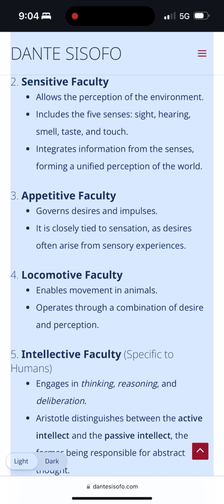5. Intellective faculty, specific to humans, engages in thinking, reasoning, and deliberation. Aristotle distinguishes between the active intellect and the passive intellect, the former being responsible for abstract thought. The intellect is thought to be the most divine of all substances. De Anima, Book 3. The nature of perception.